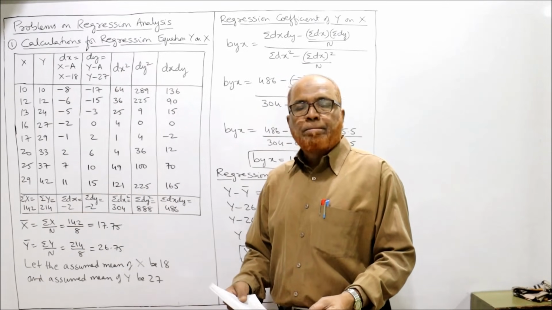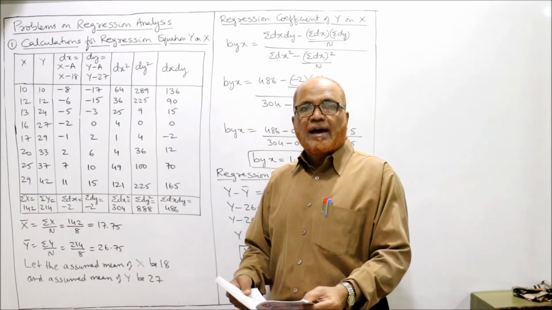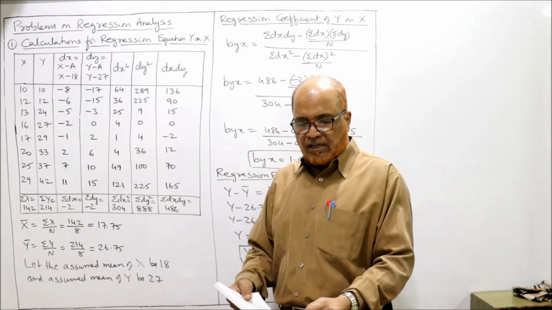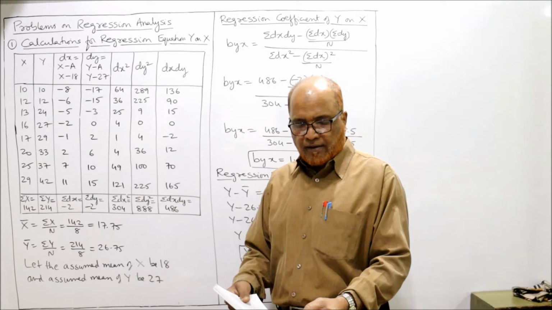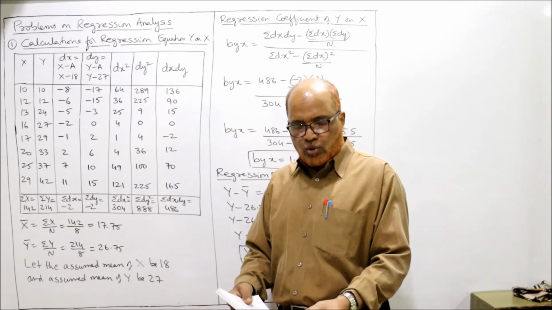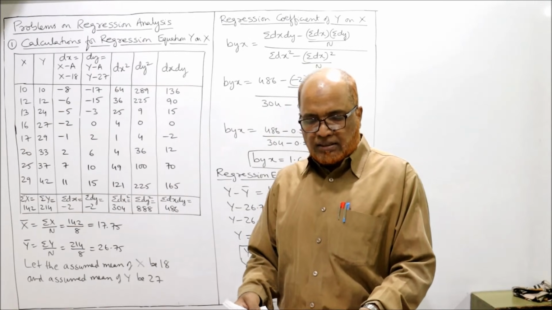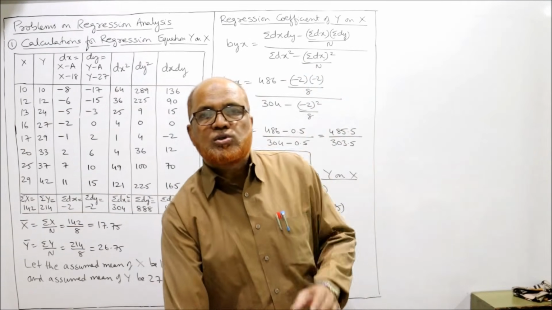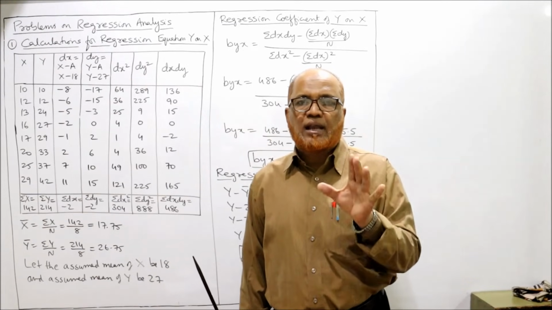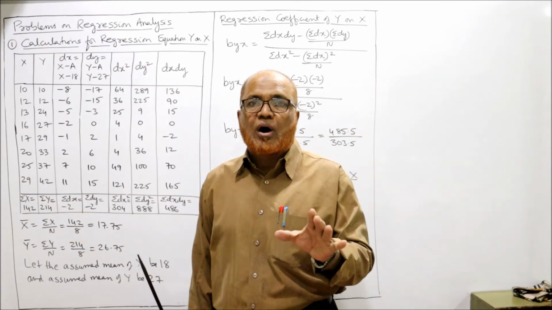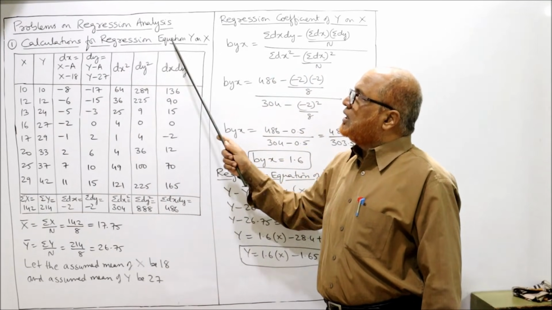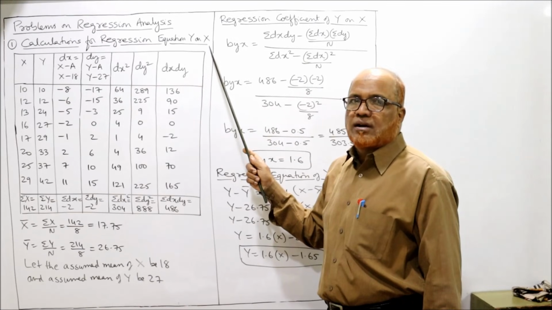From the following data, x values are given. The values of x are 10, 12, 13, 16, 17, 20, 25, 29. And y values are 10, 12, 24, 27, 29, 33, 37, 42. The values of x and y are given. We are required to calculate the regression equation of y on x.